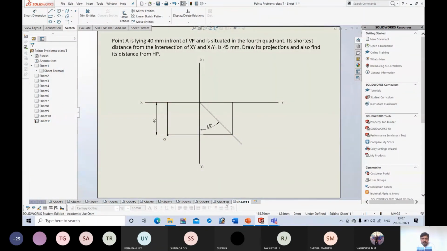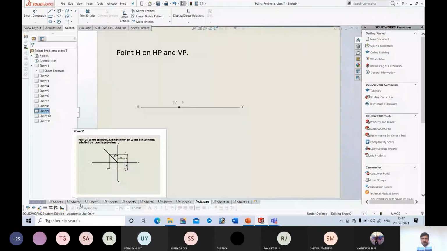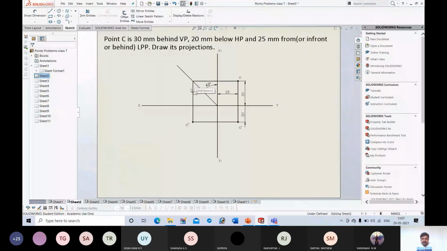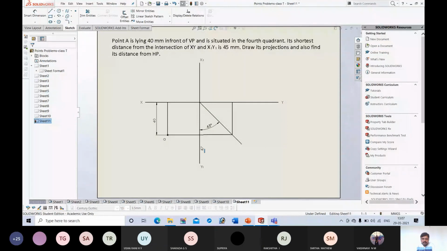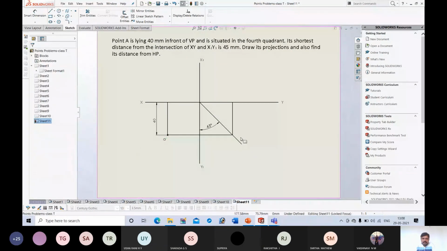Here, if there is a top view, we used to draw a horizontal line, then make this rotation. Here also I follow the same procedure. I draw this, then I draw a vertical. Now I have one more piece of data. Its shortest distance from the intersection of XY and X1 Y1, that means from this point, the shortest distance is 45 mm.